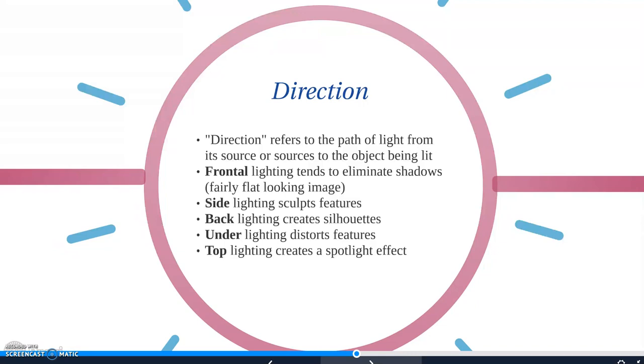Side lighting comes from the side of an object and it sculpts the features. Backlighting comes from behind the object and creates a silhouette. Underlighting comes from below the object, and it tends to distort features. And top lighting comes from above the object being lit and creates a kind of spotlight or halo effect.